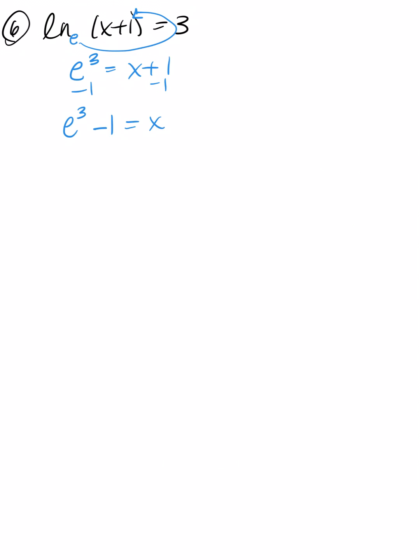Number 6, the natural log of x plus 1 equals 3. So I need to get that x out of the logarithm. So I know my base here is e, so I'm going to swirl it. e to the 3rd equals x plus 1. I'm solving for x, so I need to subtract 1. So I'm going to do e to the 3rd minus 1 equals x. And this is what I type in my calculator. And when I get it, I get x equals 19.09. Let's pause the video and see if you can get that when you type it in your calculator.